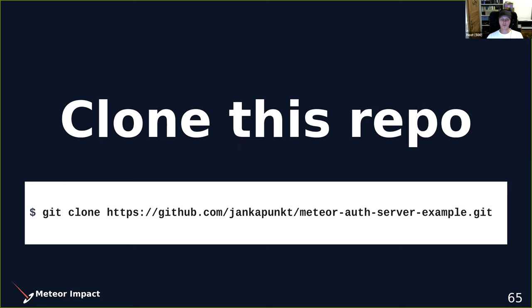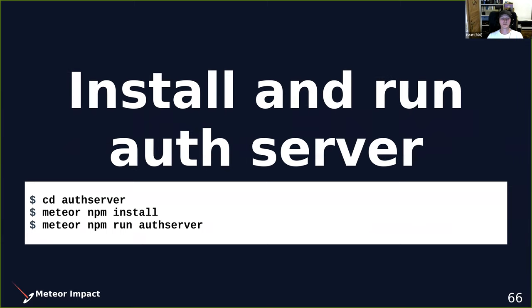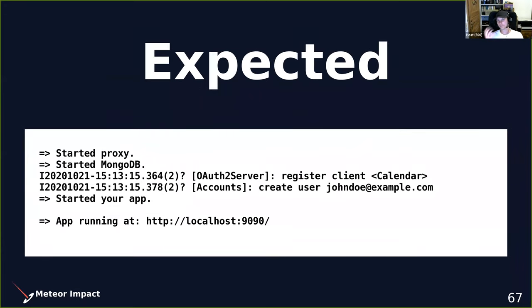In this repository, there are two folders: the auth server folder and the calendar app folder. You simply go into this folder, run your Meteor npm install, and then run Meteor npm run auth server. This is also in the package JSON. You can find it as a run script that contains a call to the build call, so you don't need to type that much. If you're running this, sometimes it takes a little bit, then it should look like this.